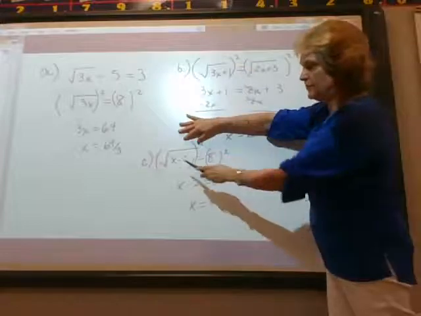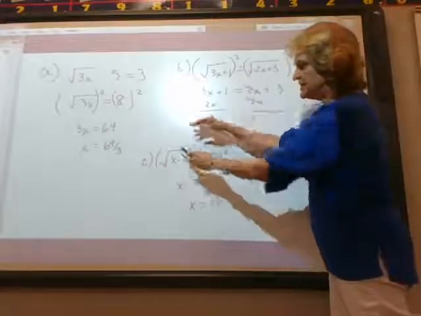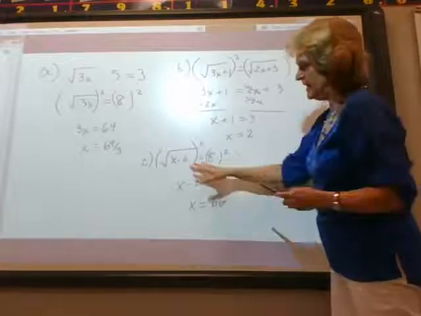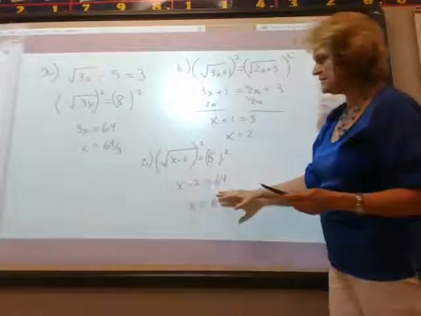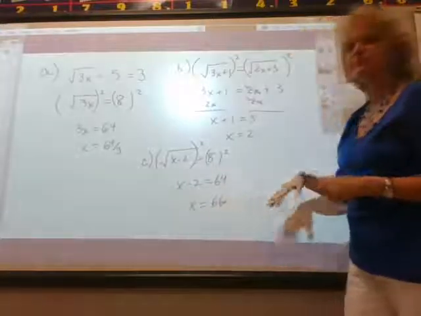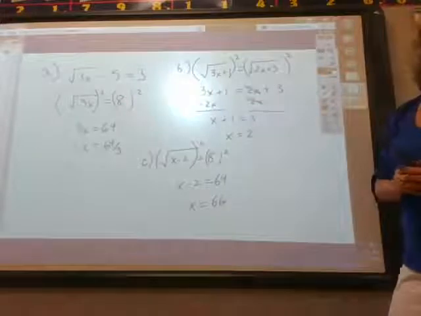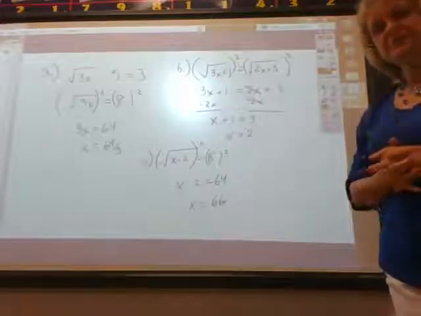For C, I had radical x minus 2 is 8. I squared both sides. I get x minus 2 on the left is 64 on the right. Add 2, and you're done. I'm going to forego the word problems under the circumstances.